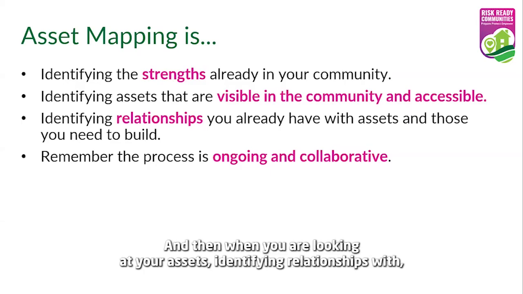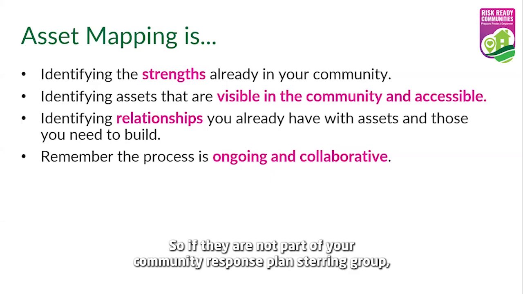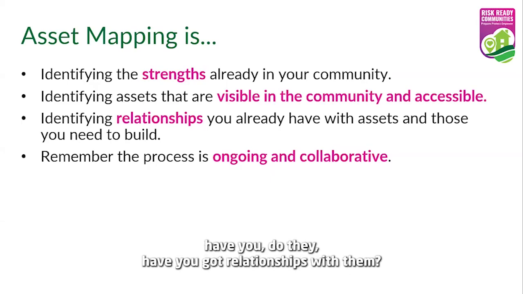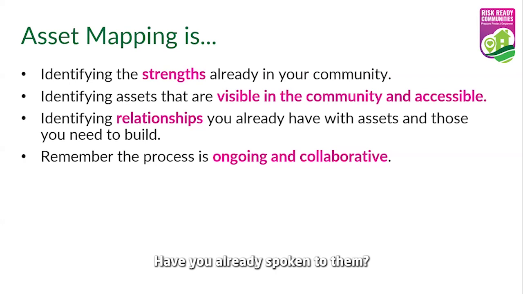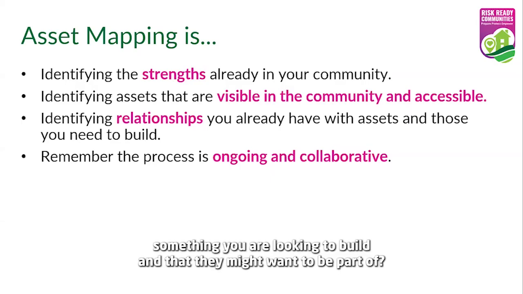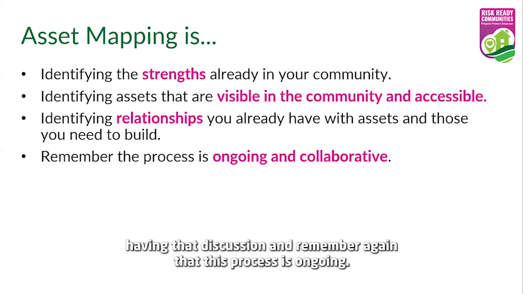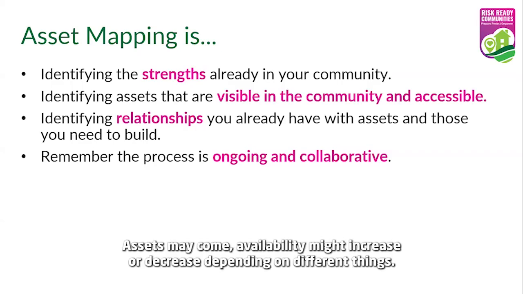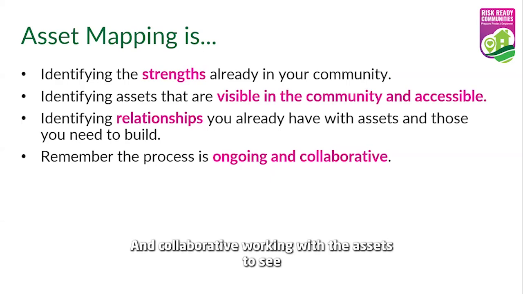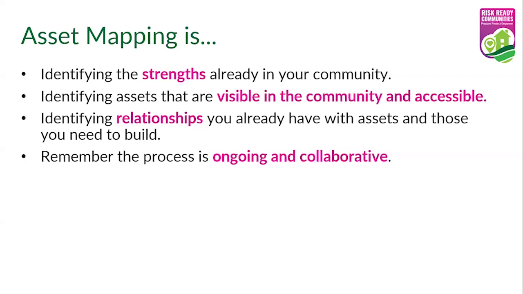And then when you are looking at your assets, identify the relationships you have with them. If they are not part of your community response plan steering group, have you got relationships with them? Have you already spoken to them? Are they aware that you are looking to build something that they might want to be part of? Or is it someone that you need to reach out to and start having that discussion? Remember again that this process is ongoing, so this will be something that you come back round to. Asset availability might increase or decrease depending on different things, so work collaboratively with the assets to see what they can offer to your community response plan.